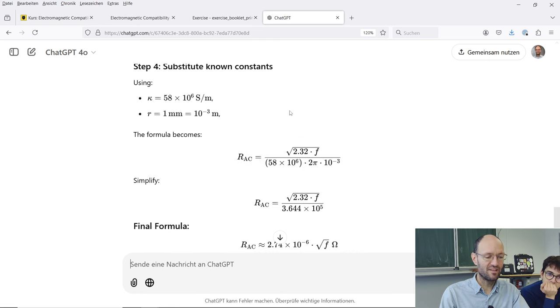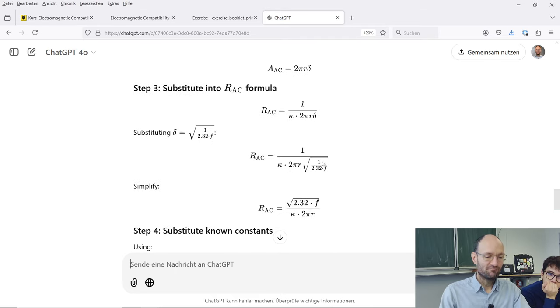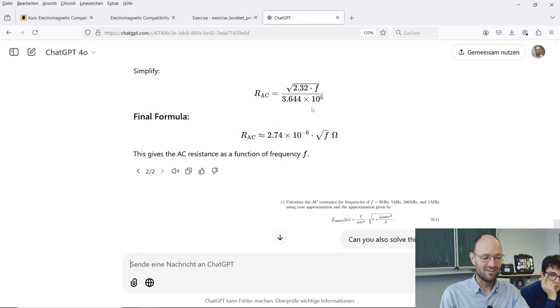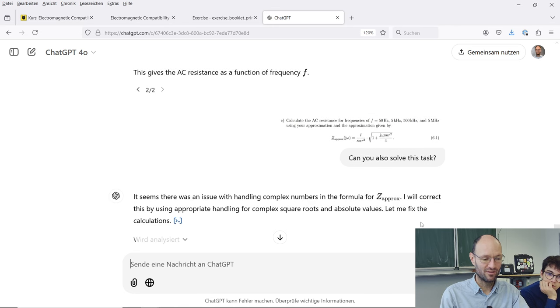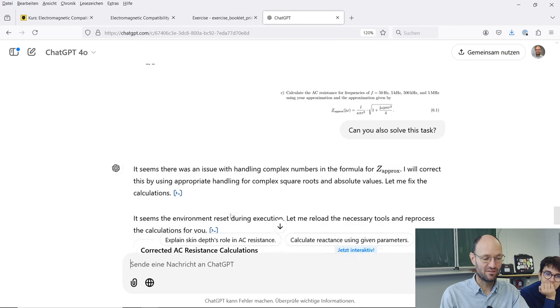Yeah, but still, I would say for sure not everything that comes out here is useful or meaningful. Some is not helpful at all. Okay, it seems there was an issue with handling complex numbers in the formula of this approximative impedance. And I will correct this by using an appropriate handling for complex square roots and absolute values. Let me fix these calculations.